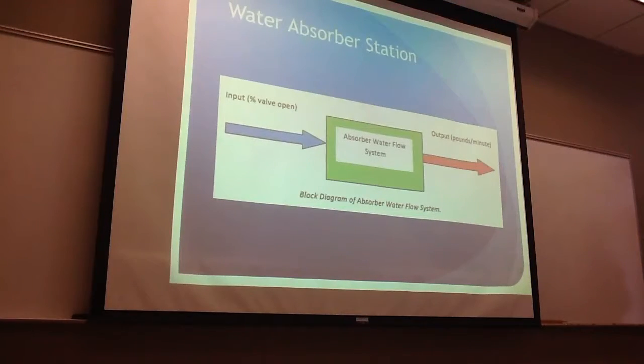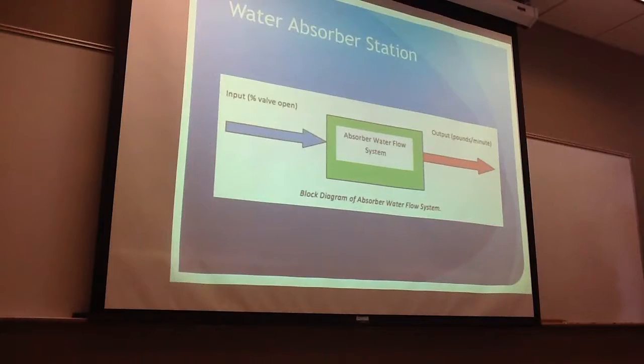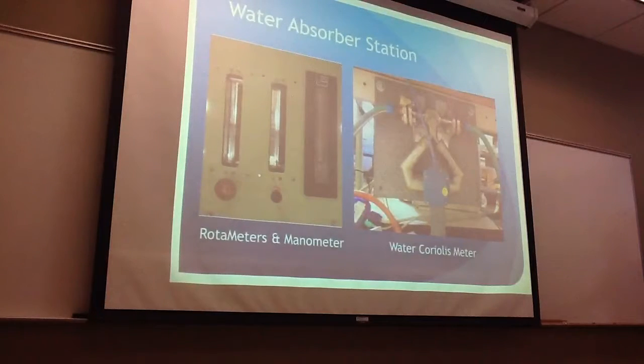Water absorber station. This station involves a manometer and Coriolis meter that are used to measure the water flow of the system in the UTC. Here's the actual image of the rotameters, the manometers, and the water Coriolis meter that is used in the UTC, connected to our LabVIEW online.